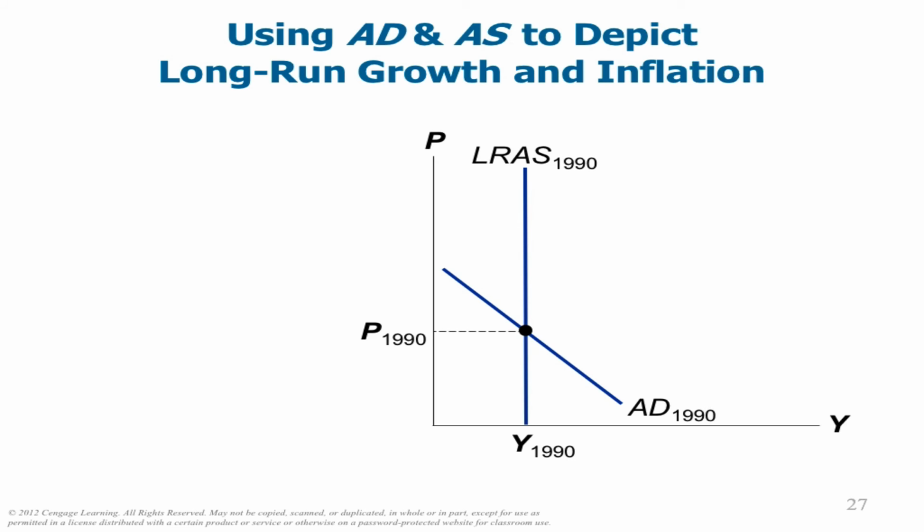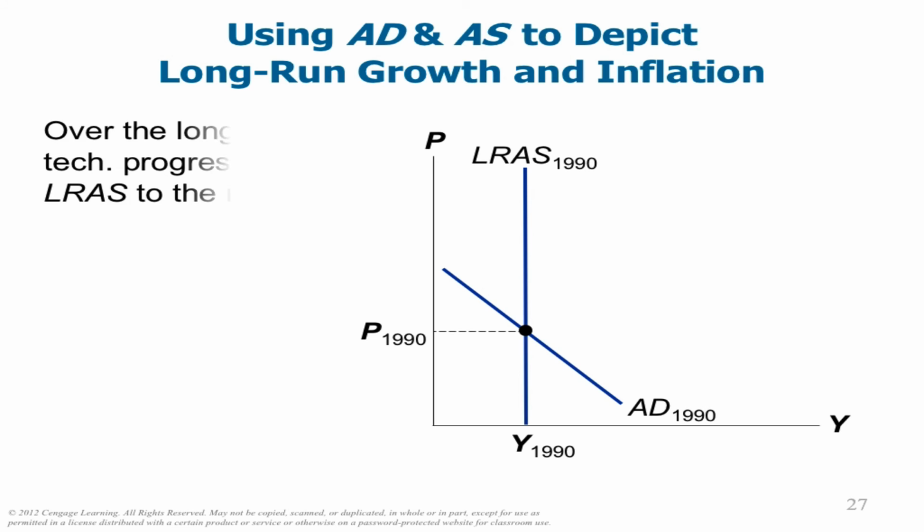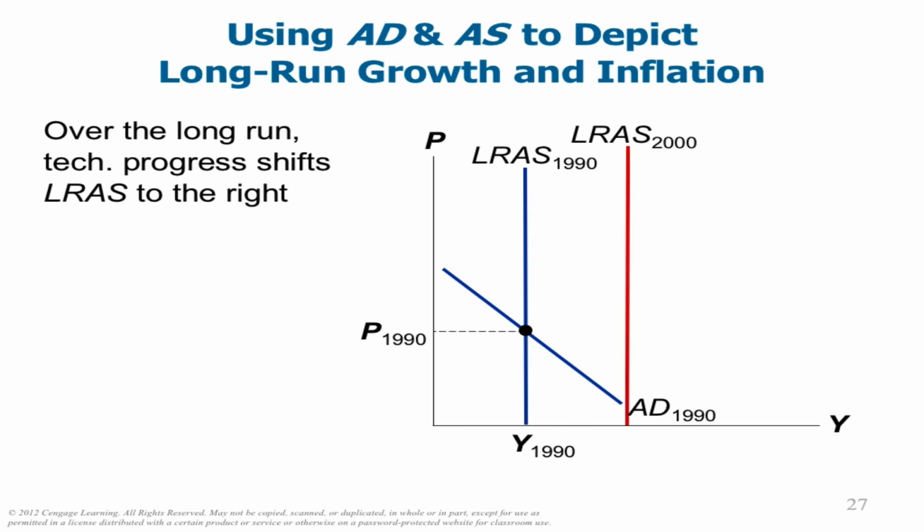Alrighty. So here we have long run aggregate supply and aggregate demand in 1990. Over time, long run aggregate supply shifts to the right.